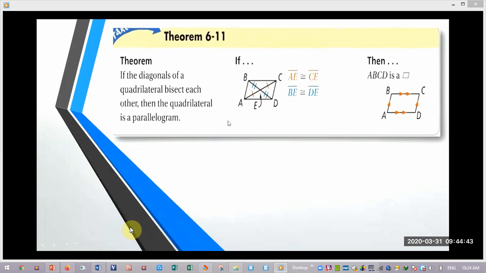Next one, if the 2 diagonals, like AC and BD, bisect each other, not one of them bisecting the other, no, each one bisects the other. AC bisects BD and BD bisects AC, or AE equals EC and BE equals ED. If the 2 diagonals bisect each other, then this 4-sided shape is called a parallelogram.